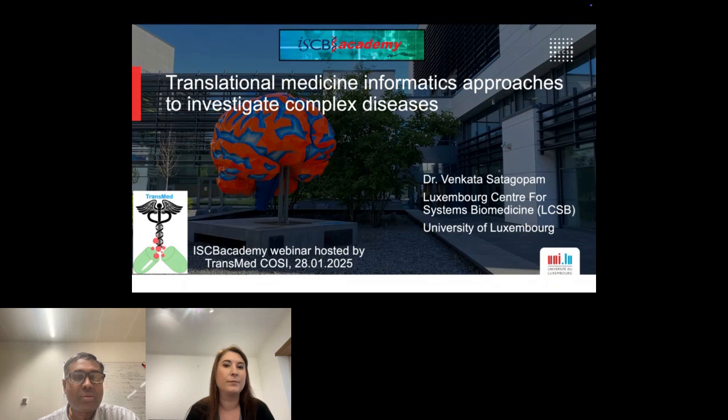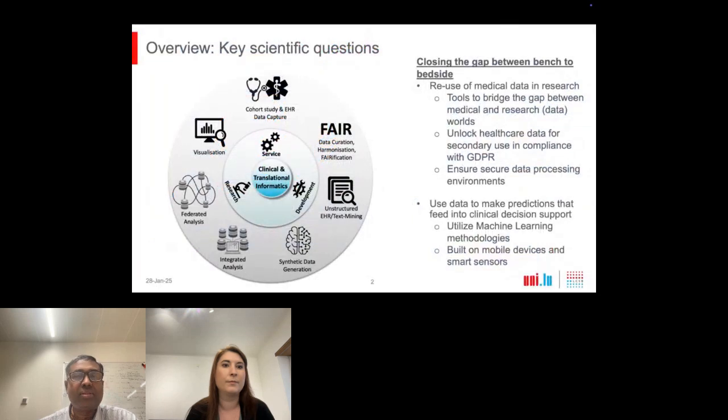Today's talk is titled Translational Medicine Informatics Approaches to Investigate Complex Diseases. My group is focusing on different areas like verification of the data, structuring the unstructured EHR data, synthetic data generation, integrated analysis, federated analysis, and visualization.